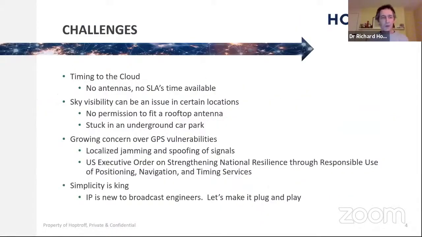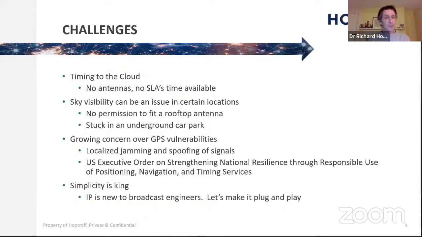So what are the challenges we came across? And these are challenges that you would see not just in the finance industry, but also in the broadcast industry. The first is that people are increasingly moving to the cloud. And if you go to Amazon and ask to put an antenna on their roof, you won't get a very nice answer. And although they do have some kind of time services, they're not particularly accurate, and they certainly don't provide any service level agreements on them. So timing in the cloud particularly needs some kind of time delivery mechanism that's wired.